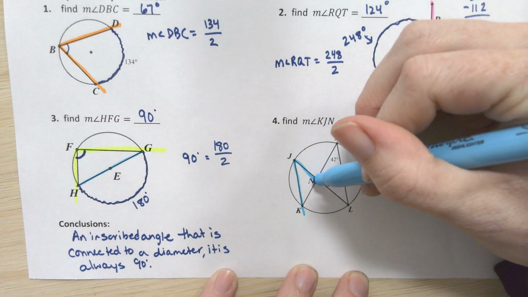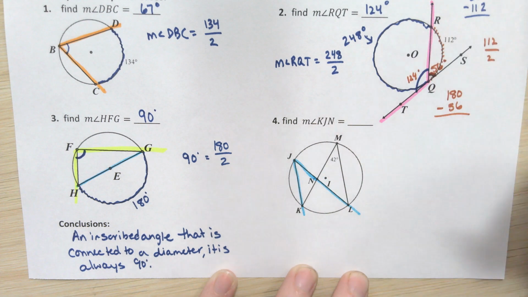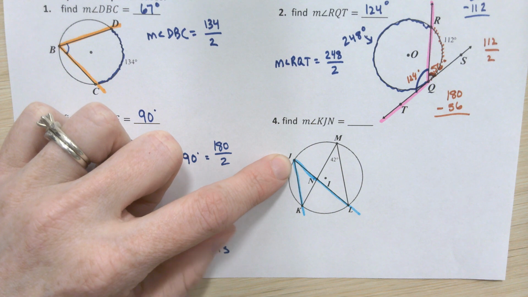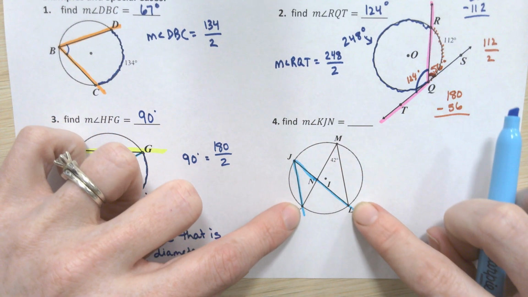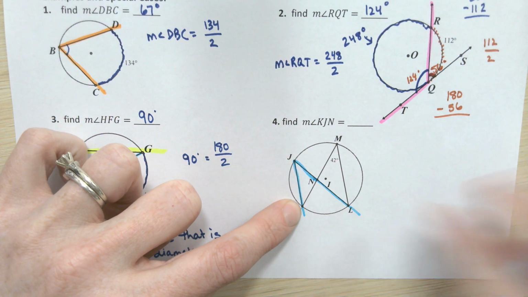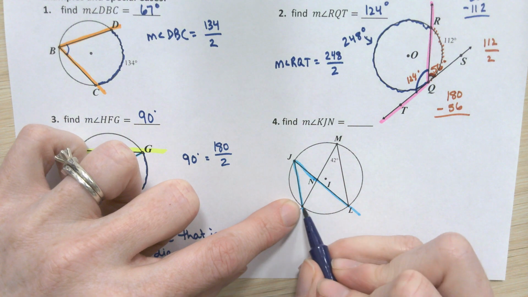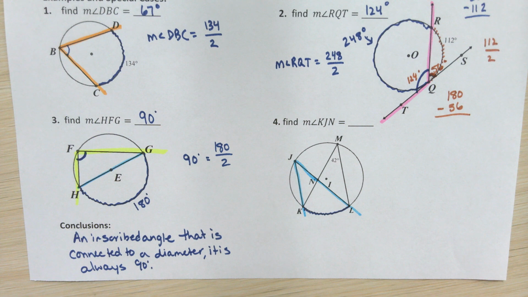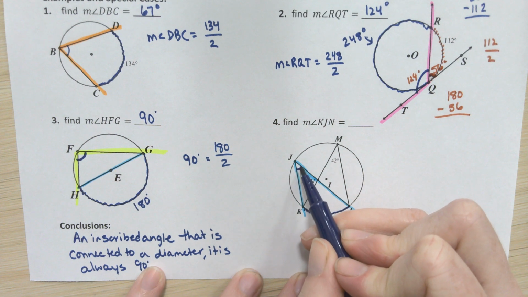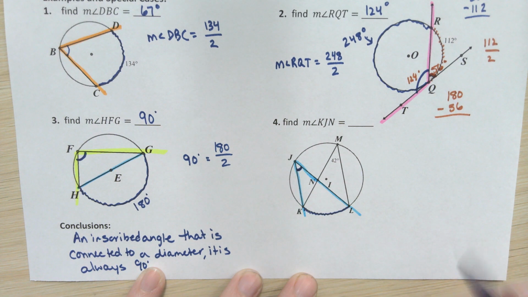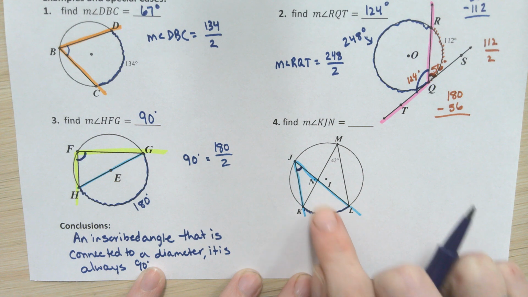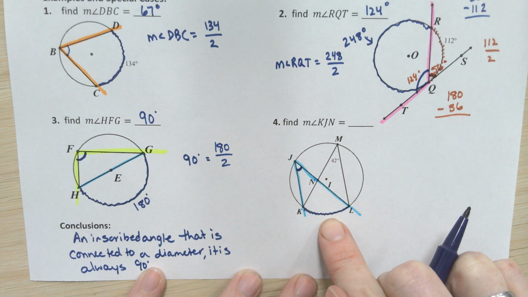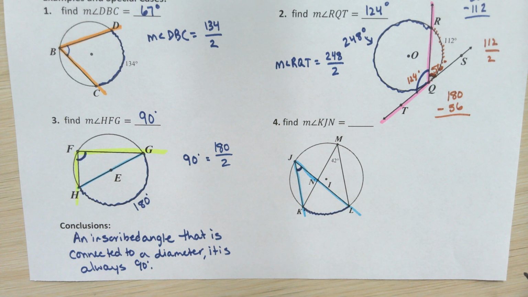I'm going to continue that angle out because I noticed the vertex was on the circle, so I really need to be able to follow the angle all the way to the circle to be able to know what arc matters. That's my intercepted arc between K and L. So in order to find this angle, I would need to know how big this arc is, and then I would divide it by 2. Well, that arc is empty, so I need to go searching for other information.